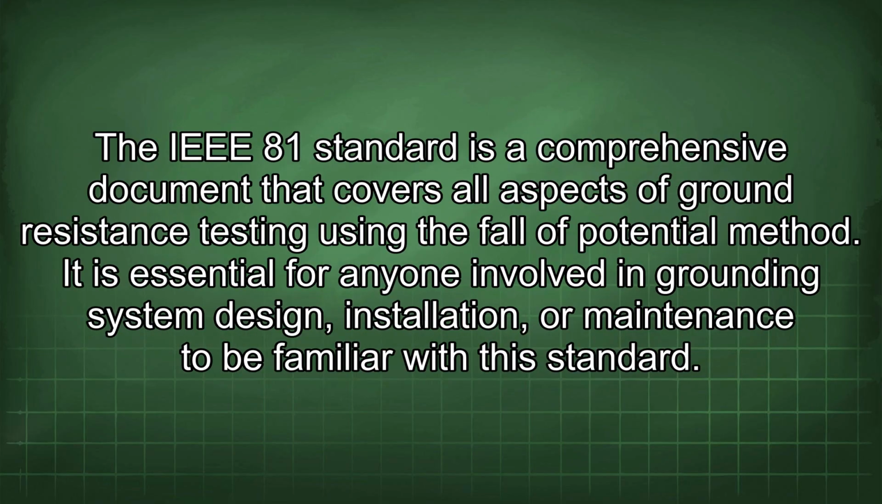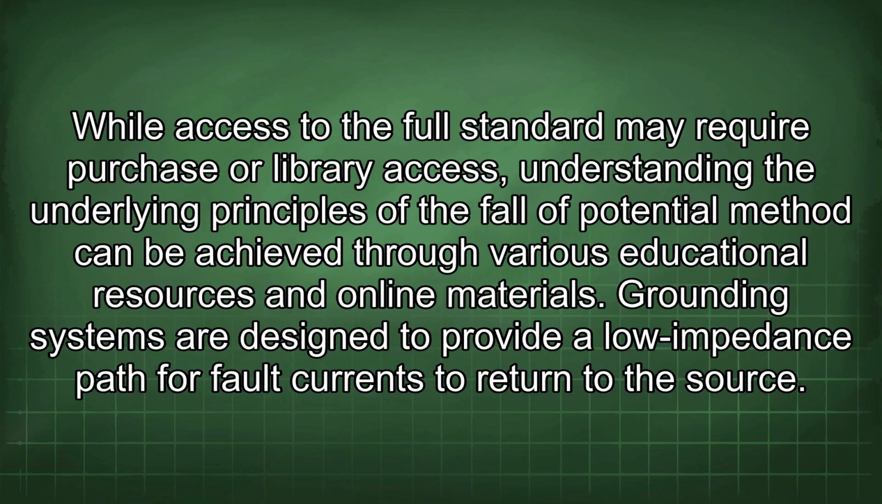The IEEE 81 standard is a comprehensive document that covers all aspects of ground resistance testing using the fall of potential method. It is essential for anyone involved in grounding system design, installation, or maintenance to be familiar with this standard. While access to the full standard may require purchase or library access, understanding the underlying principles of the fall of potential method can be achieved through various educational resources and online materials.